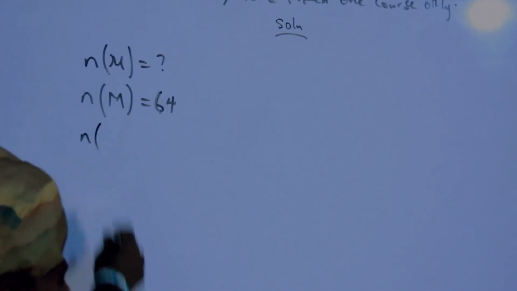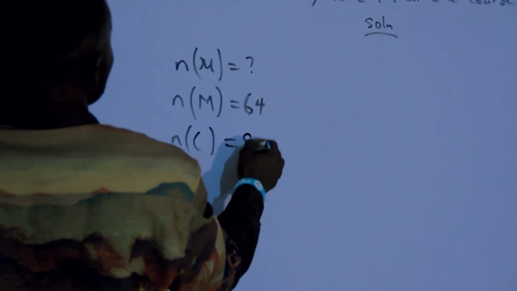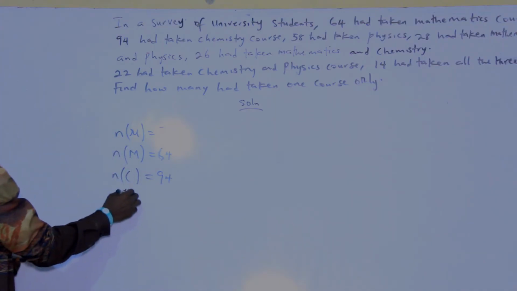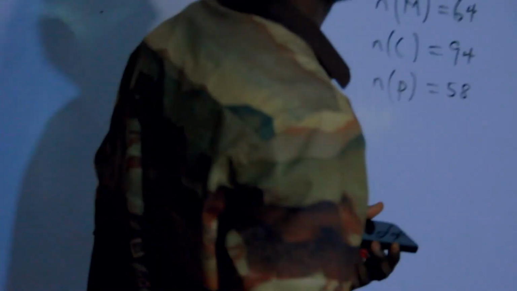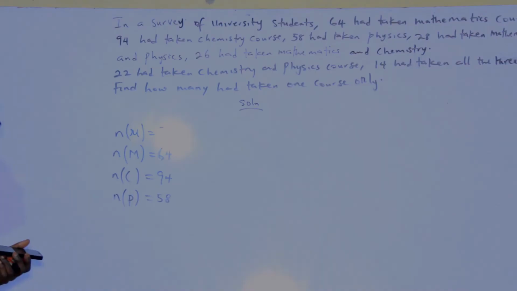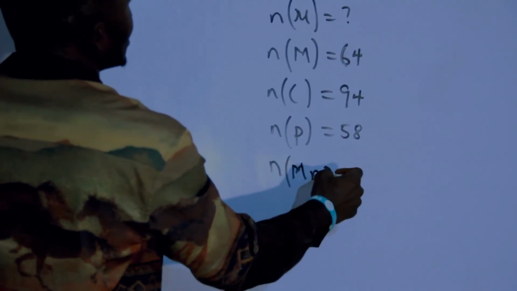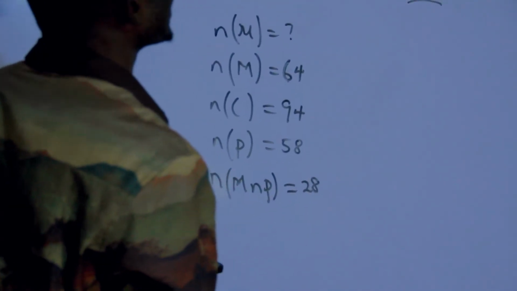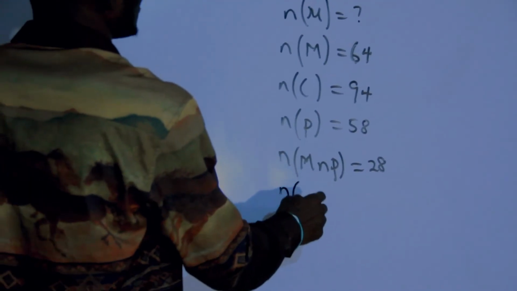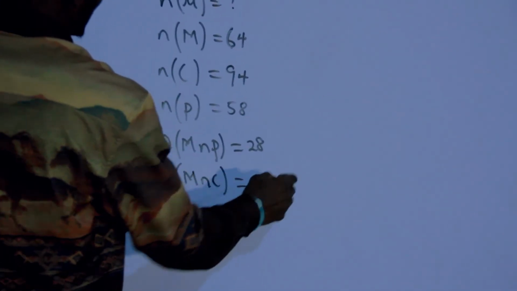And we are given, they said 94 are taking chemistry. So those that take chemistry is 94. 58 are taking physics, so the number of those that take physics is 58. And 28 are taking mathematics and physics, so mathematics intersection physics is 28. And 26 are taking mathematics and chemistry, so the number of those that take mathematics and chemistry is 26.